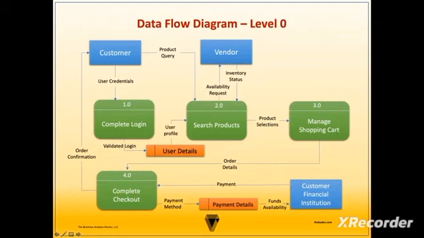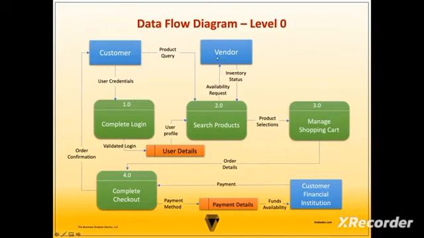So the flow of data here will be as follows. The customer inputs user credentials to the login process. Then the login process validates the login. The user details data store here then sends the user profile to the user interface, where the customer will search for the products by entering a product query.